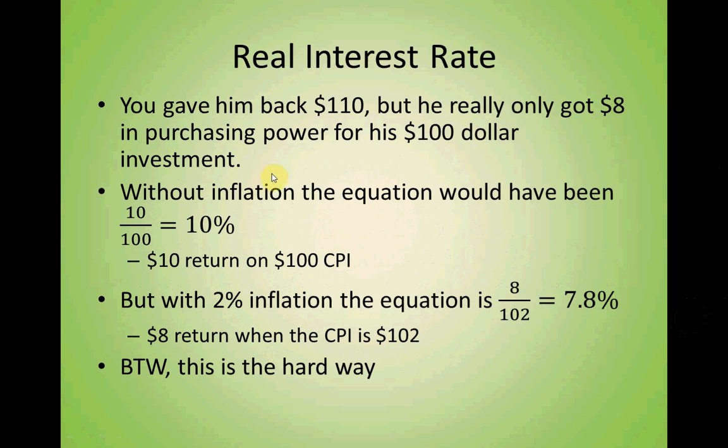So without inflation, the equation would have been this: 10 divided by 100 is 10%. $10 return on the $100 current price index, consumer price index. But that's not reality. So he was thinking $10 return on a $100 investment, 10% interest then. But the reality is, with 2% inflation in the equation, he got $8 of additional purchasing power on a price index of now 102 instead of a $100 price index. So that's actually only 7.8%, instead of 10%. So instead of getting 10% interest, he actually got 7.8.